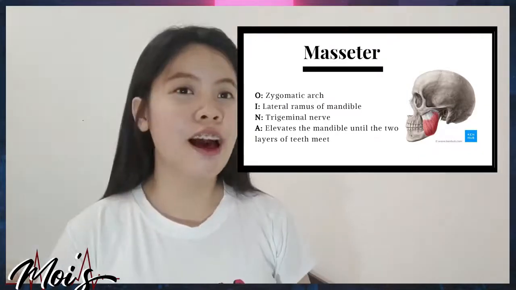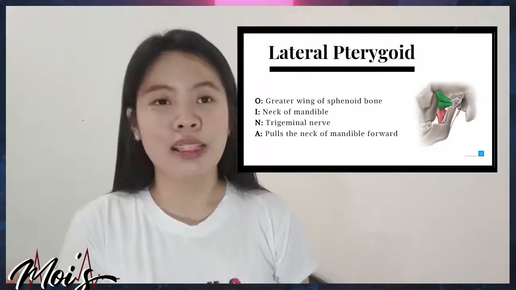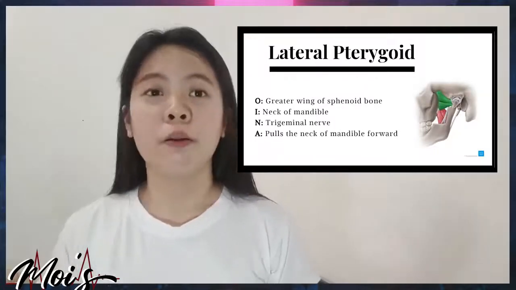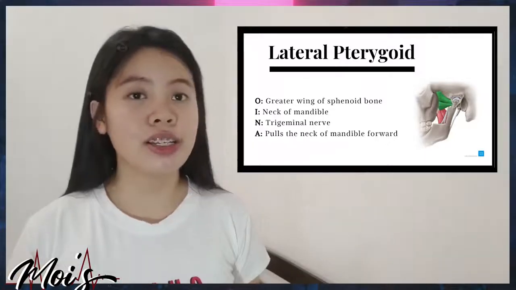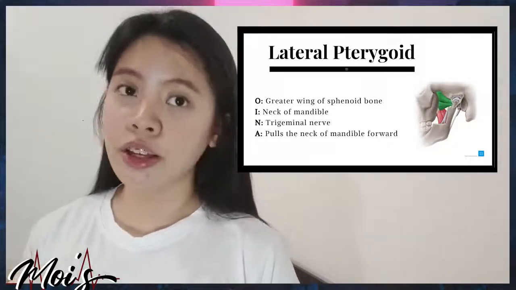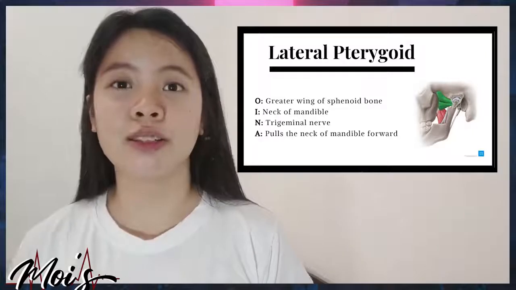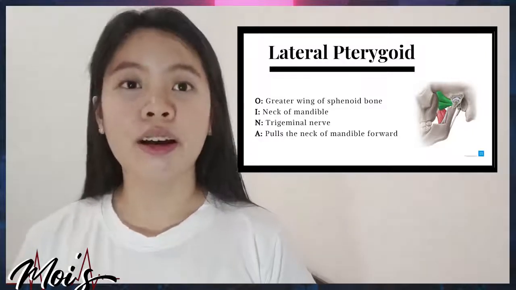Next we have our lateral pterygoid. This muscle functions in pulling the neck of the mandible forward and it originates from the greater wing of our sphenoid bone and it inserts into the neck of the mandible.